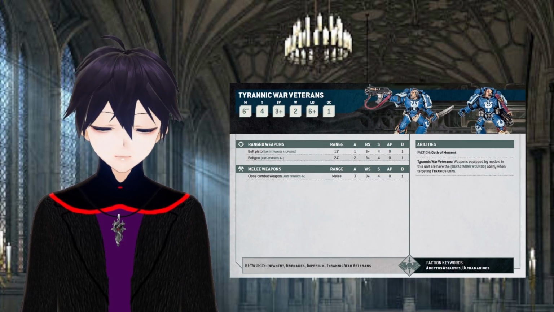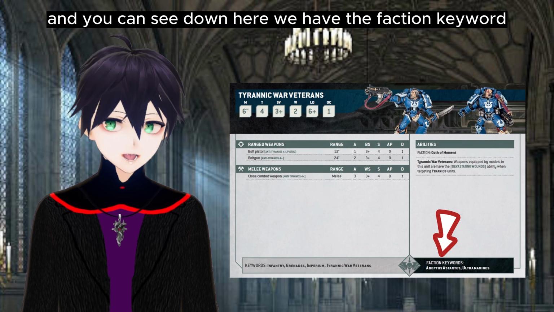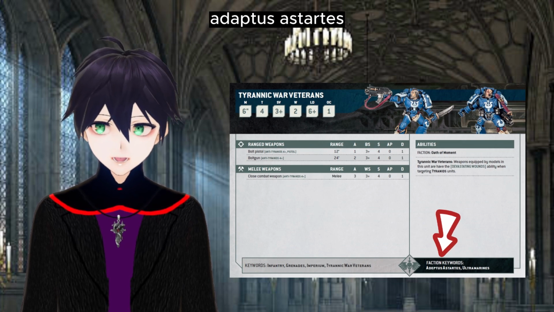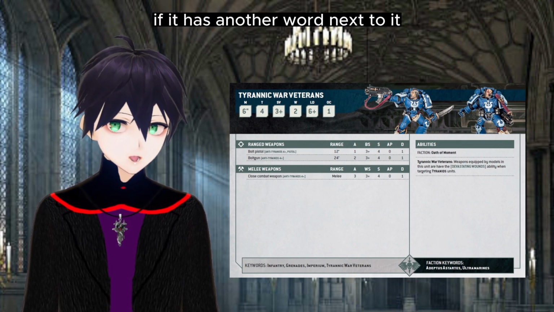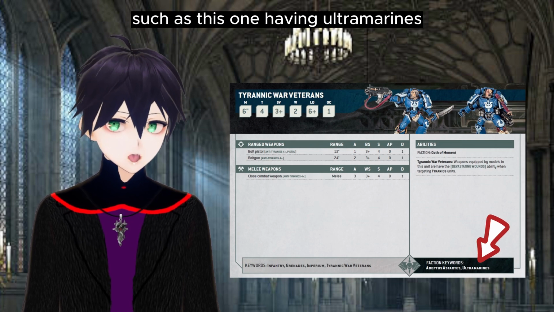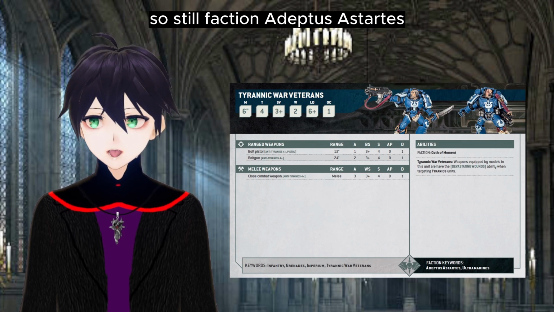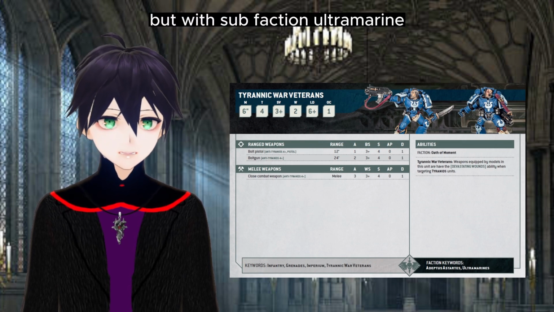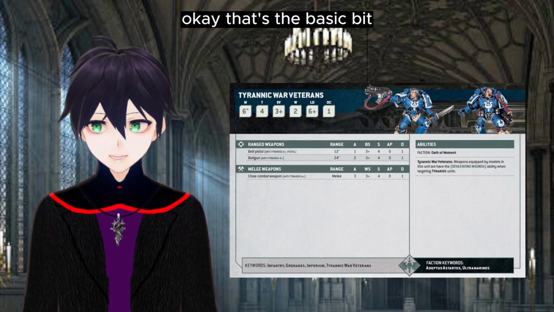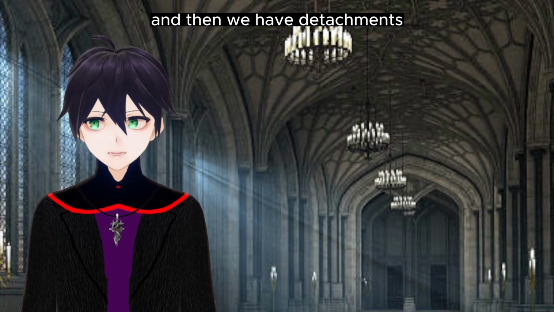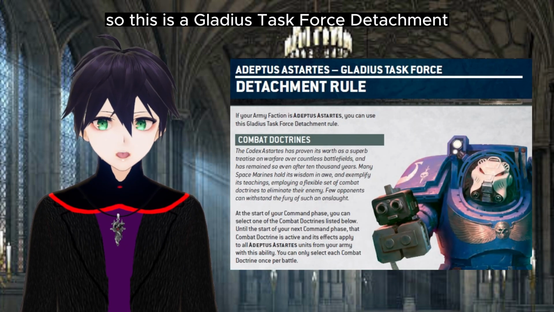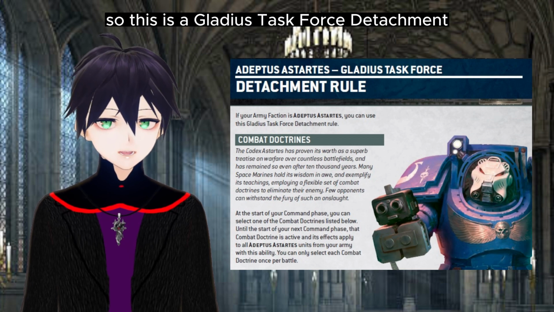Just one. And you can see down here, we have the faction keyword, Adeptus Astartes. If it has another word next to it, such as this one having Ultramarines, that is their subfaction. So still faction Adeptus Astartes, but with subfaction Ultramarine. Okay, that's the basic bit. And then we have detachments. So this is a Gladius task force detachment.